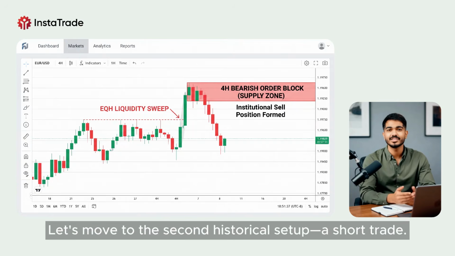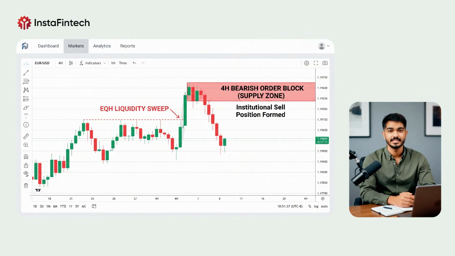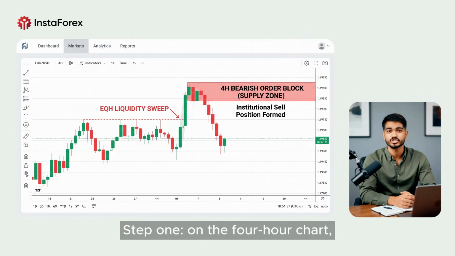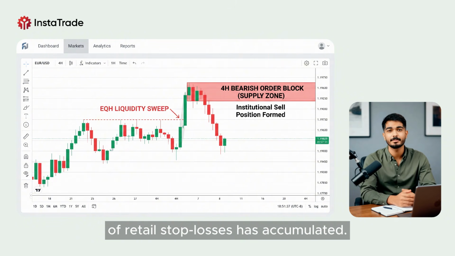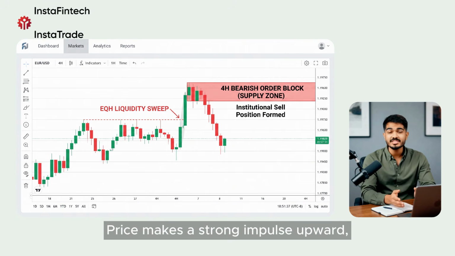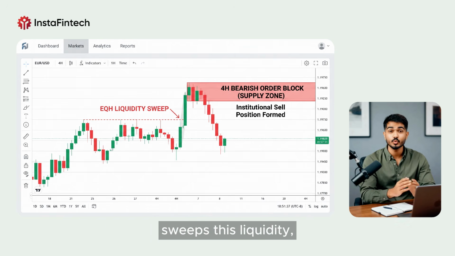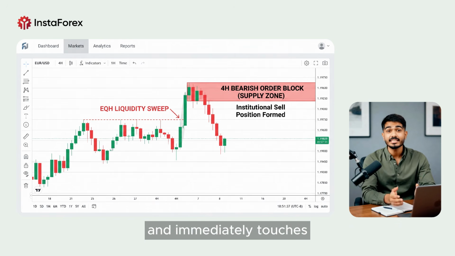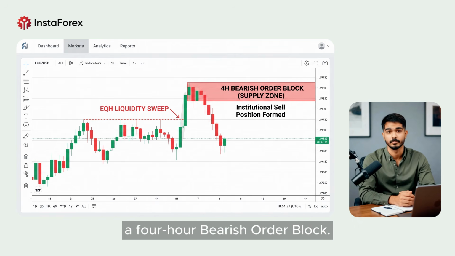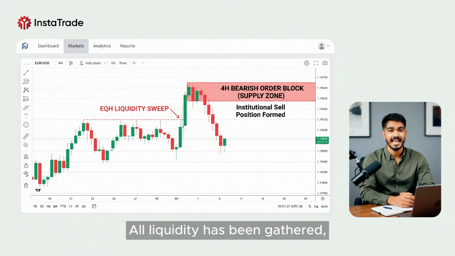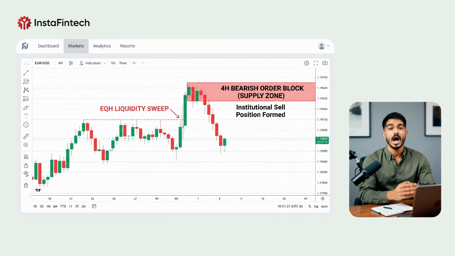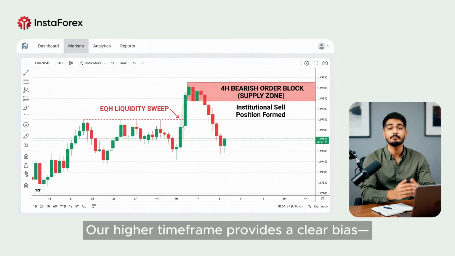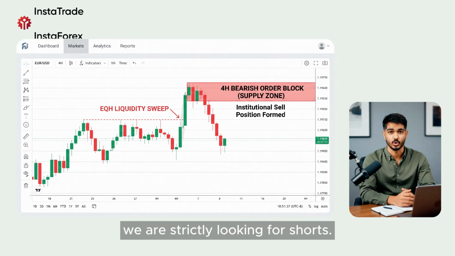Let's move to the second historical setup, a short trade. Step 1. On the 4-hour chart, we spot equal highs where a giant pool of retail stop losses has accumulated. Price makes a strong impulse upward, sweeps this liquidity, and immediately touches a 4-hour bearish order block. All liquidity has been gathered, and the institutional player has fully built their short position. Our higher time frame provides a clear bias. We are strictly looking for shorts.